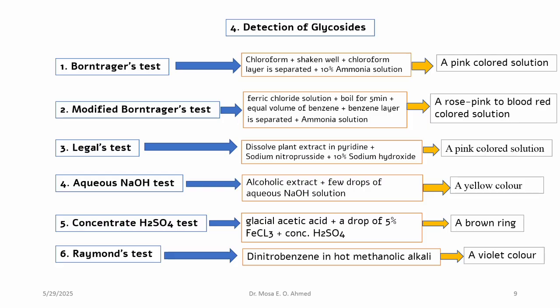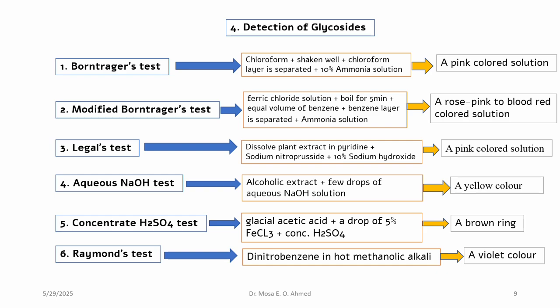Raymond reagent consists of dinitrobenzene in hot methanolic alkali. The Raymond test gives a violet color. The Raymond test is used to detect the presence of the steroid nucleus in cardiac glycosides.